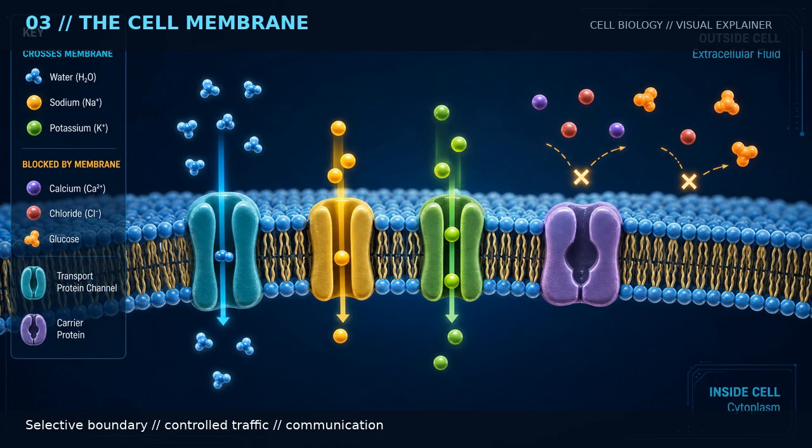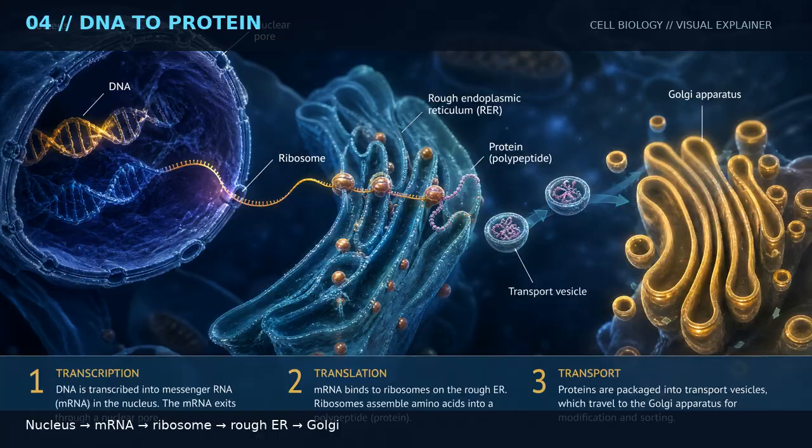Step 1. The cell membrane. Think of it as the city wall, security gate, and communications network combined. It is a flexible double layer of lipids with embedded proteins. Small molecules may cross easily, while other substances need transport proteins or energy. The membrane also receives signals, helping the cell respond to its surroundings. Without this boundary, the cell could not maintain a stable internal environment.